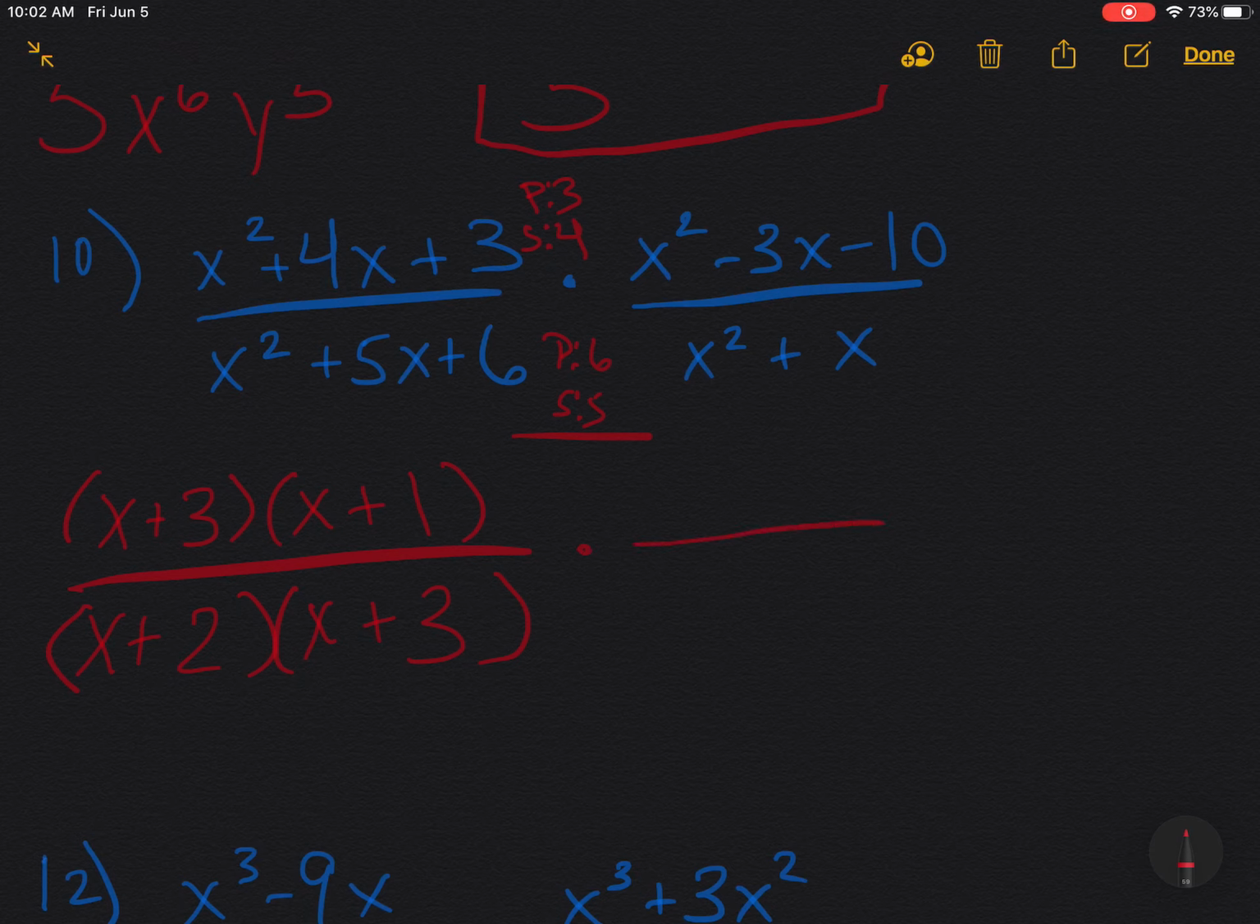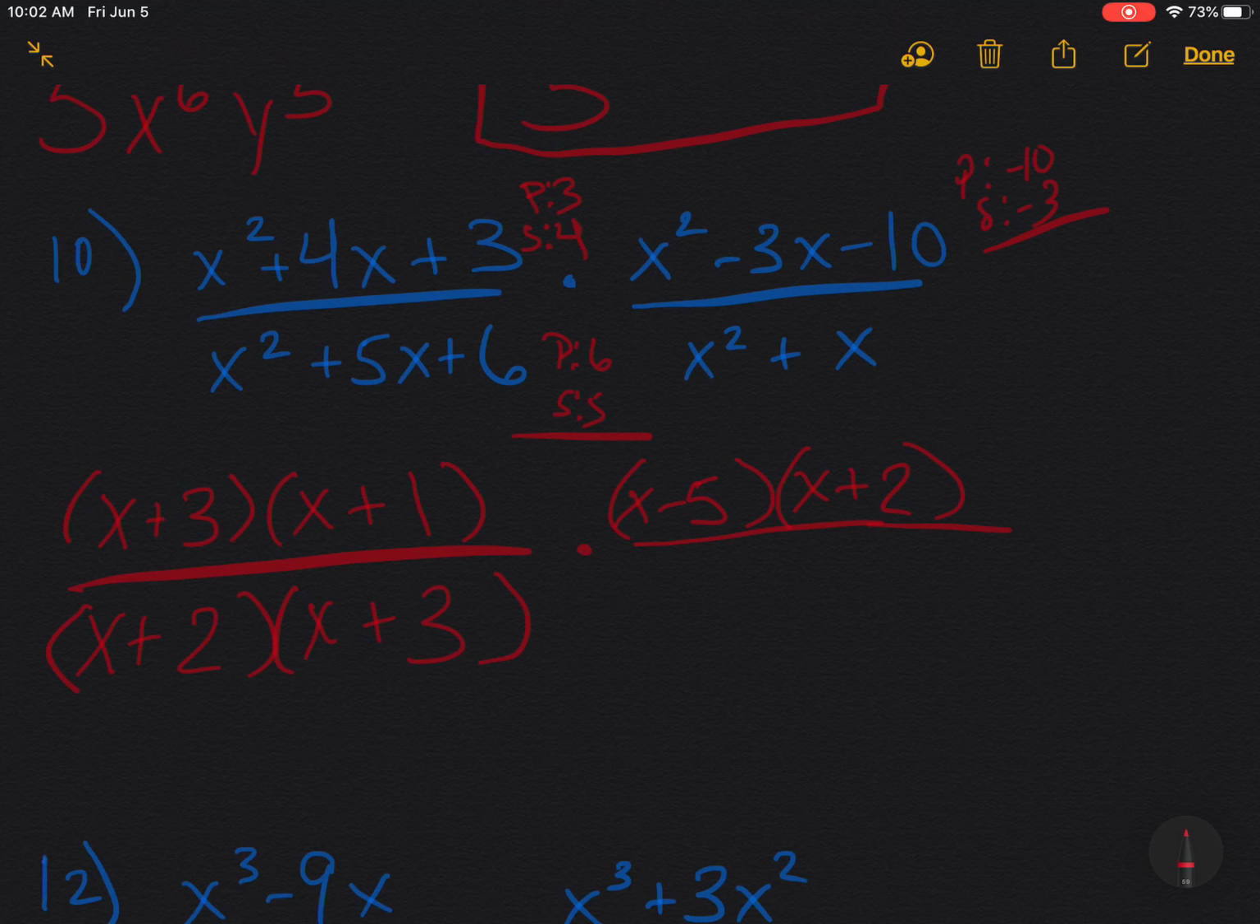Okay, second fraction. The second fraction numerator is definitely another product and sum. So what two numbers multiply to negative 10 and add to negative 3? That would be negative 5 and positive 2.